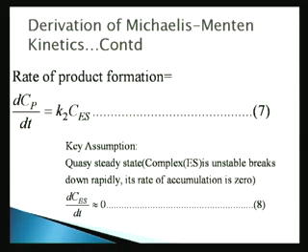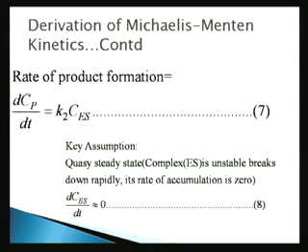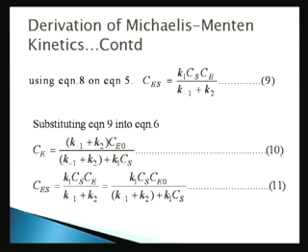Now, a very important assumption that we make, which we test in the next few minutes, is a quasi steady state assumption that the rate of accumulation of the complex is 0, because it is a short lived intermediate compound. Now, once we make that assumption, what turns out is that equation 7, the rate of formation of the product, is the negative of the rate of disappearance of the substrate, right. Okay. So, this is all fine.